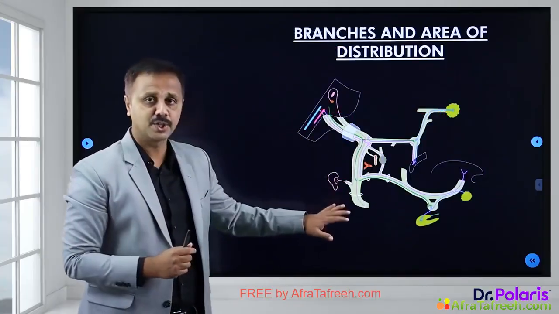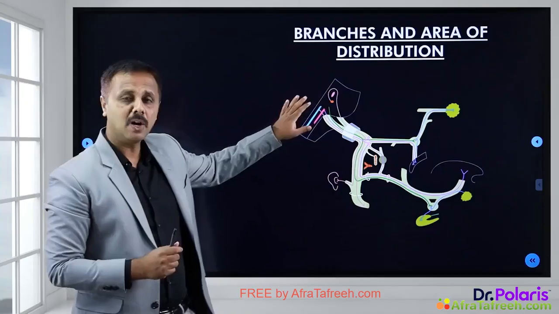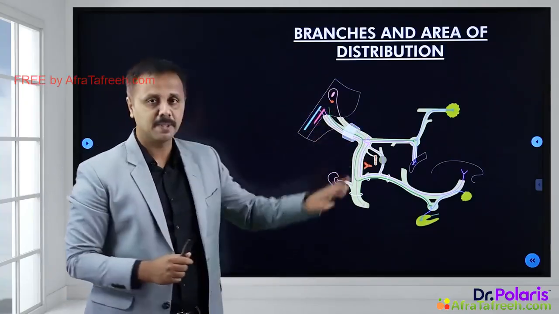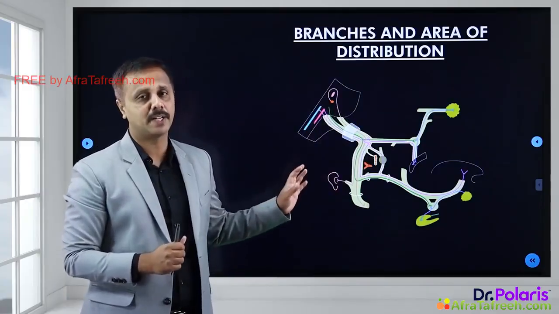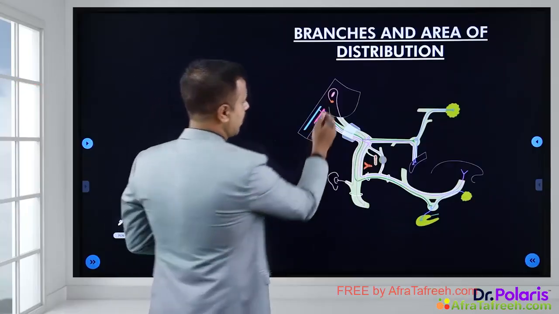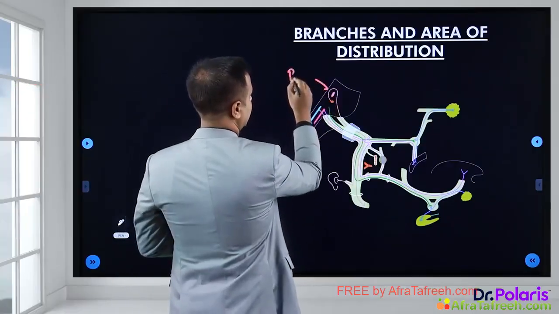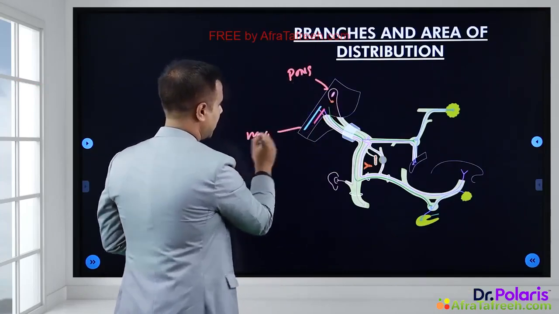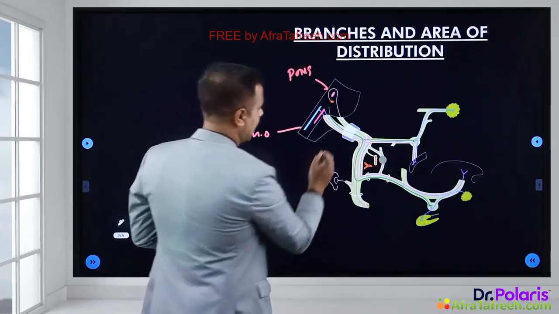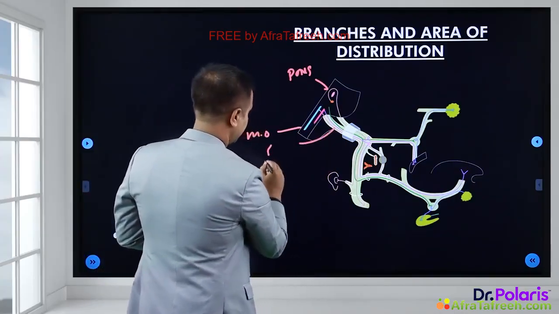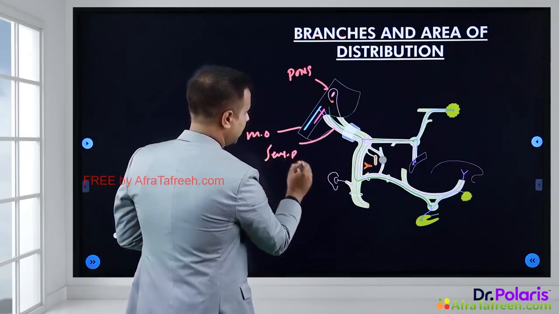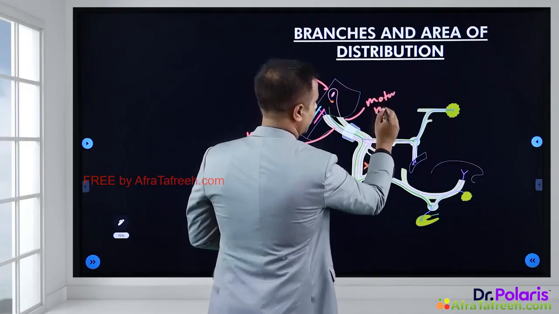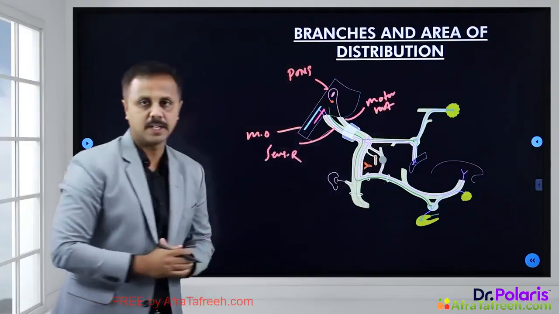Now, this is a section showing the brainstem along with different fibers present in facial nerve. Now, first try to label the important structures and then we'll try to identify the branches. Okay? So, what we have here is, this is the pons, this is the medulla oblongata, right? We have the sensory root, and here is the motor root of facial nerve, right?